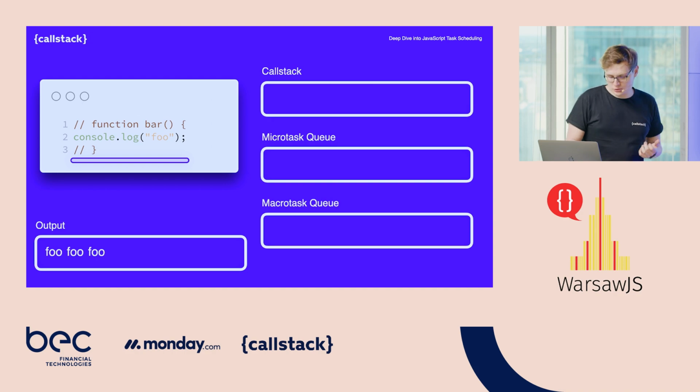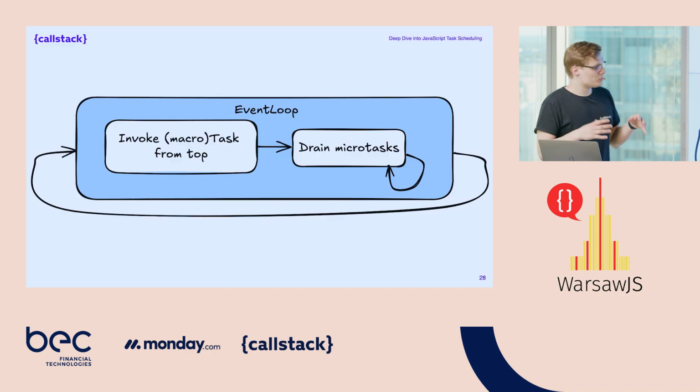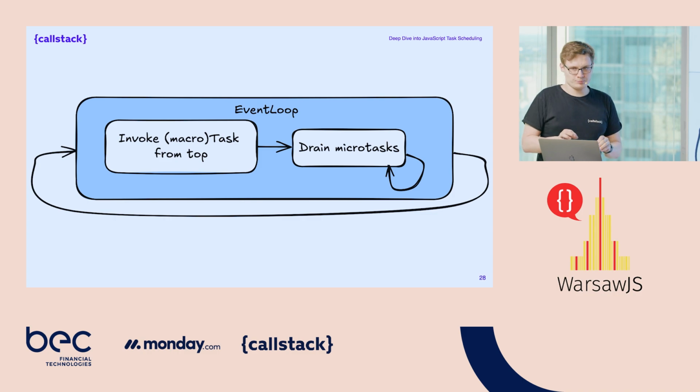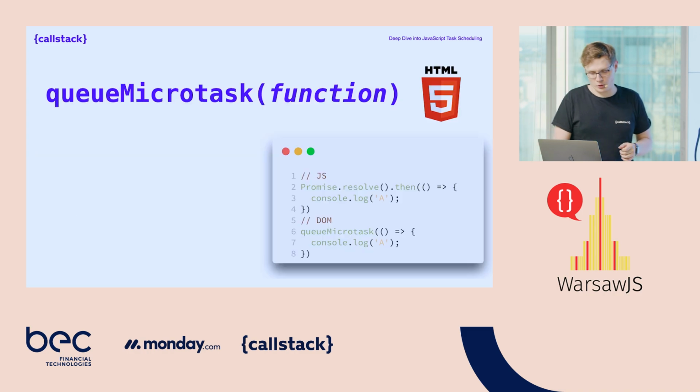And another successful completion. If we want to represent what we have already seen about the event loop, we can show it like this. So the event loop is doing this infinitely as long as it exists. We invoke a single macro task from the top, usually the oldest one, and then we execute microtasks, but in a different manner. We are draining the microtasks, so we are executing them as long as there's any microtask to be done, and we'll show it later on.